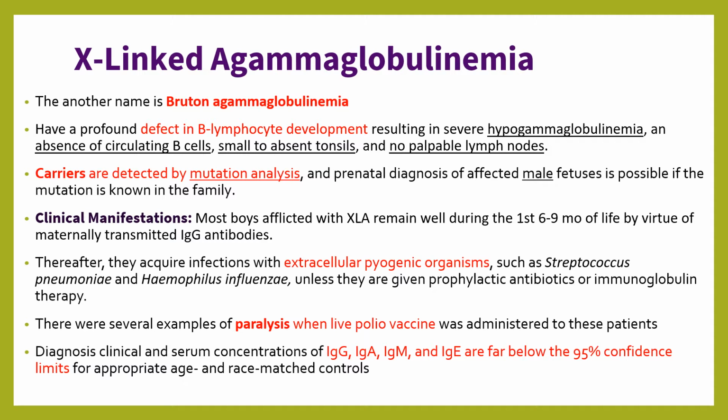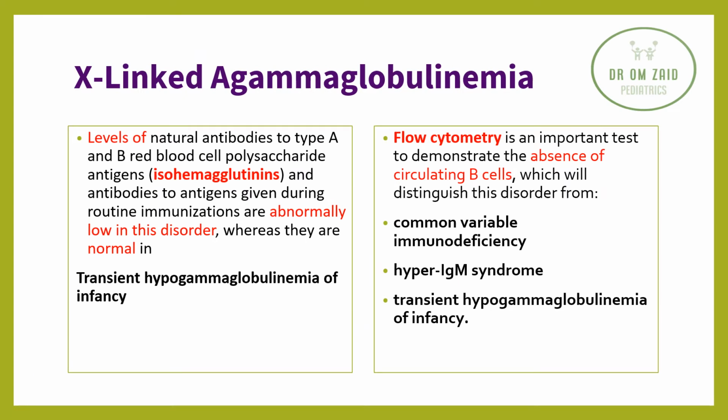Some patients who had the condition and received live polio vaccine had paralysis. So remember this information. Diagnosis: clinical, plus doing immunoglobulins, the IgG, IgA, IgM, and IgE. It is far below the 95% confidence limits for appropriate age and race matched controls. There is a bit of information I want to mention on how to differentiate this condition from other conditions like transient hypogammaglobulinemia of infancy.